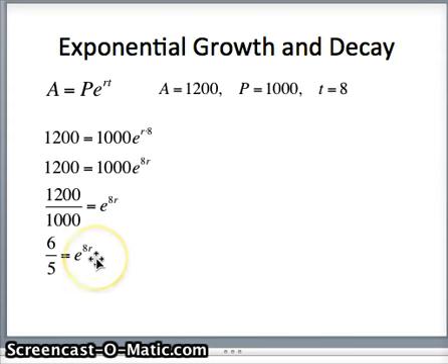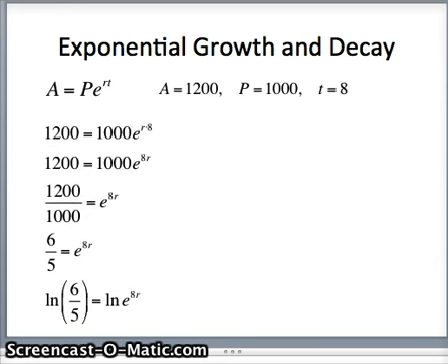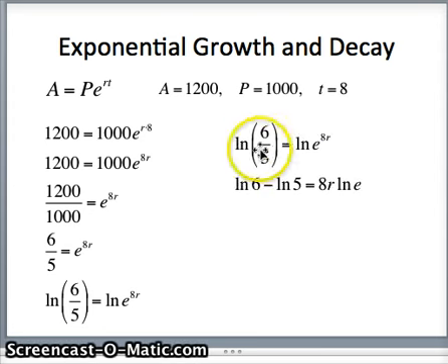So we get 6/5 is e to the 8R. To solve for the exponent, we are going to hit both sides with a log. We'll take natural log of 6/5 is natural log of e to the 8R. Now, we can simplify this a little bit. You'll remember the log of the quotient is the difference of the logs. So we could say this is log 6 minus log 5. Over on this side, the 8R comes down in front. So it's 8R times the natural log of e.